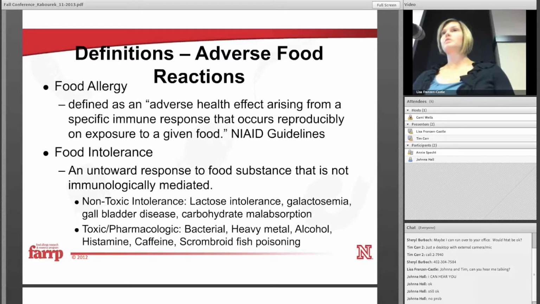So every time a food allergic person eats the food that they're allergic to, a symptom will happen. As opposed to a food intolerance, obviously we know foods have many impacts in the body. A food intolerance is just an untoward response to a food substance, not involving the immune system. So there are lots of different ways that food can have an impact on the body, but not involving the immune system.